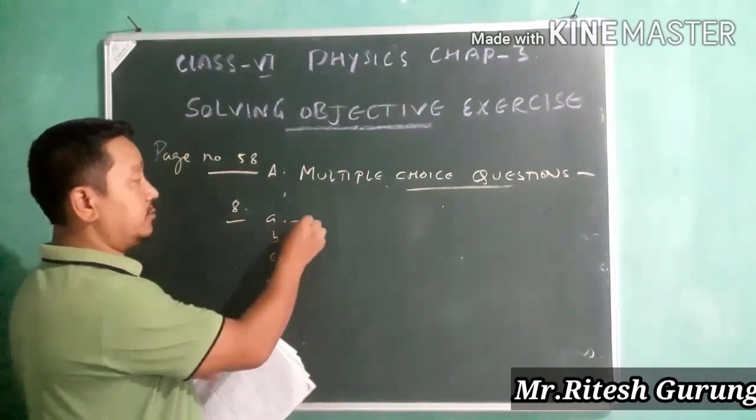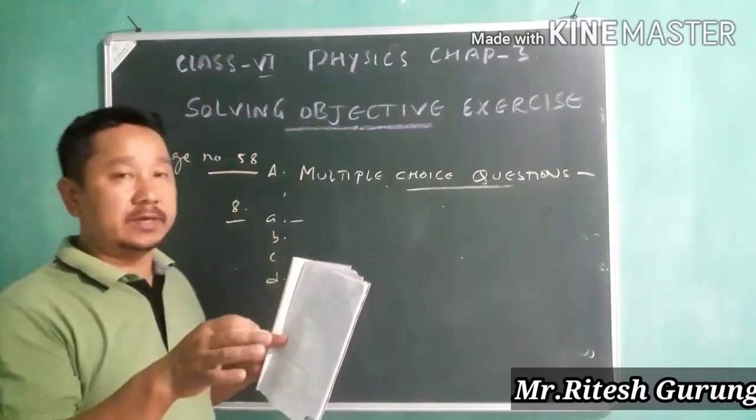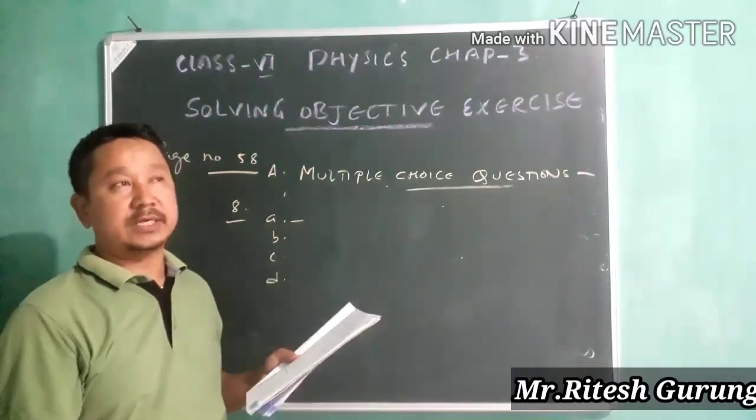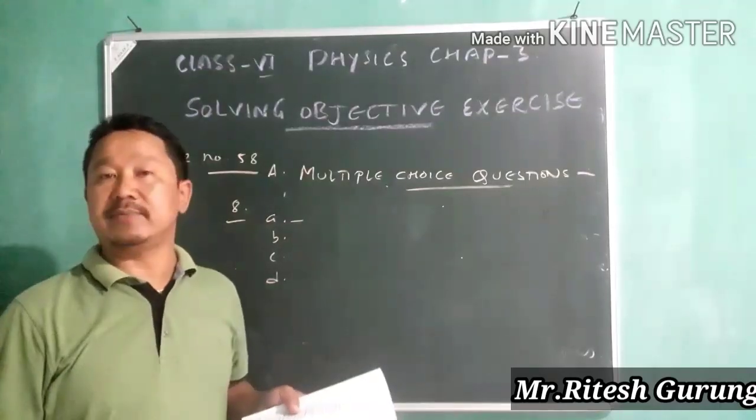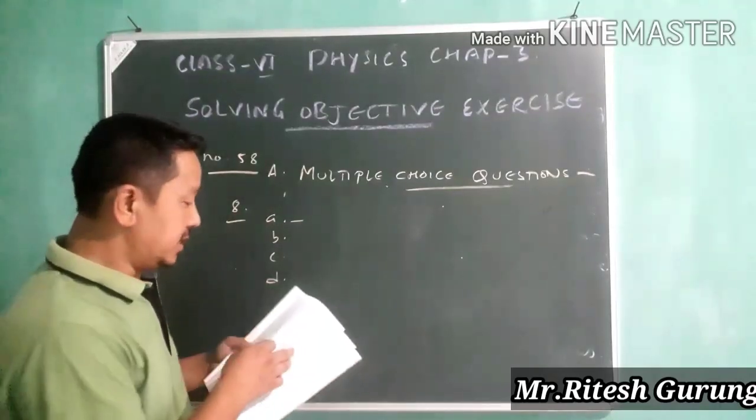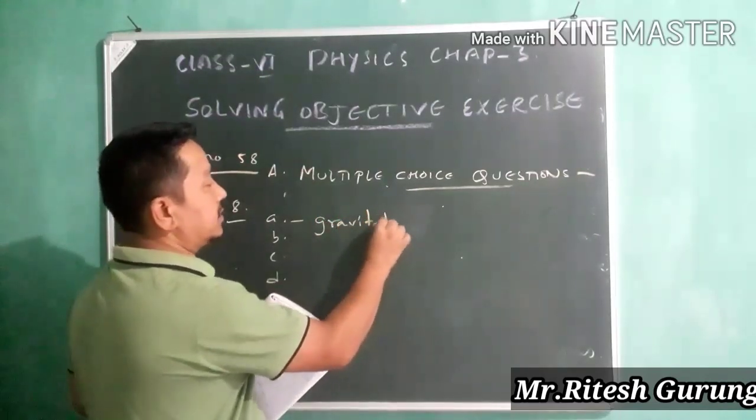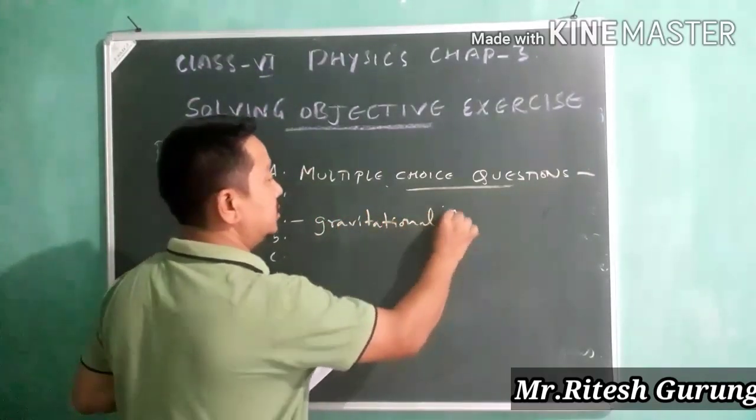As I've told you already, whatever falls, it falls to the earth, which means it is pulled down by the gravity of the earth. That means gravitational force is involved.